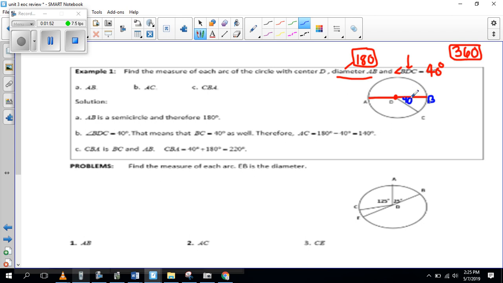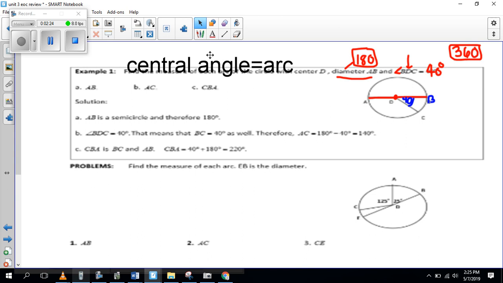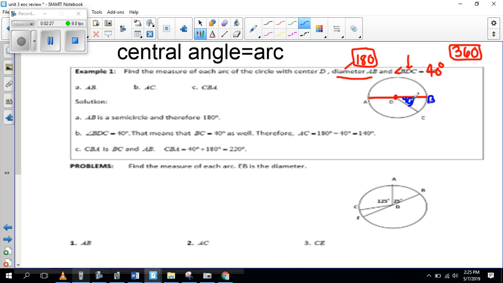Before we do anything else, this is what I suggest. Go ahead and find all the measures of the arcs. First of all, we need to look at 40 and figure out what kind of angle it is. I know 40 is in the center, so it's a central angle. And I'm going to let you know the central angle equals the arc. That's very important information we've got to remember. So if this is 40, I know this arc out here is 40. Arc BC is going to be 40.